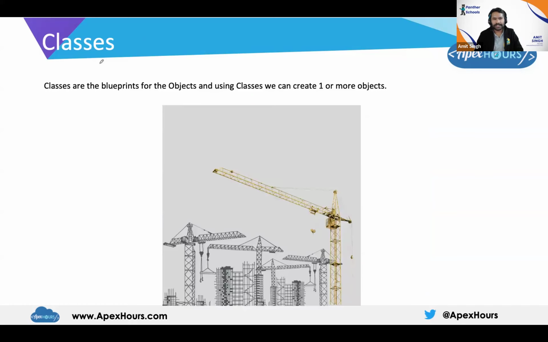Now let's talk about classes. As we are talking about classes, we'll go back to the previous example and again talk about animal. But before that, what are classes? In simple words, classes are the blueprint defined for creating one or more objects in any programming language.